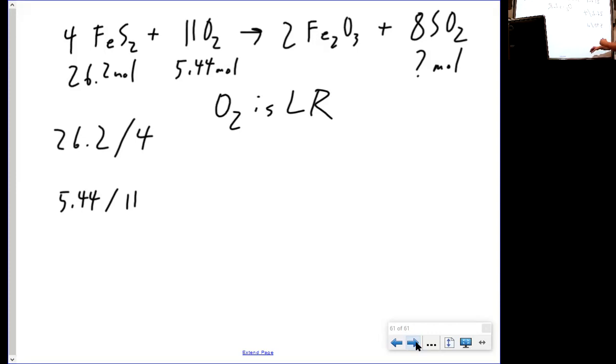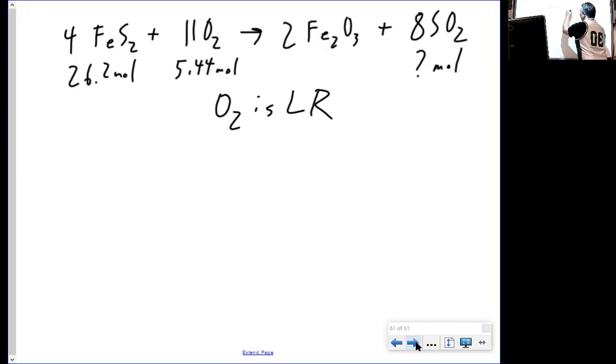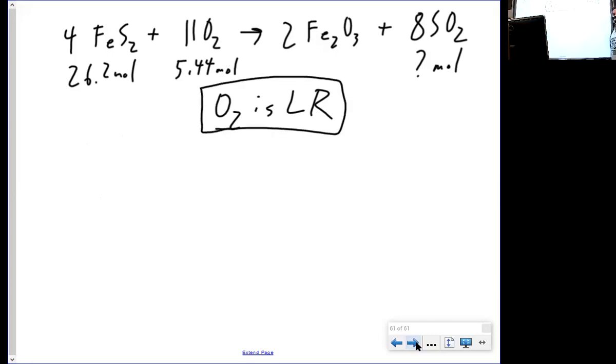Let me get this out of my way so I can see. The only reason I did that was to figure out that fact. You've got a bunch of coefficients up there, and 8 is going to matter in a second. But what's the only number that I care about right now? 5.44. Why not 26.2?